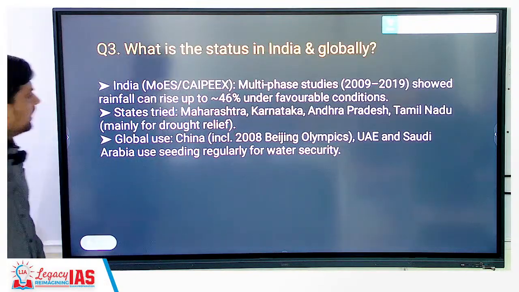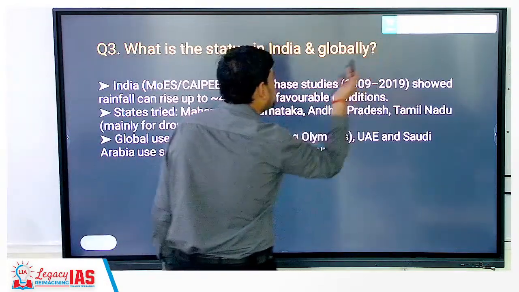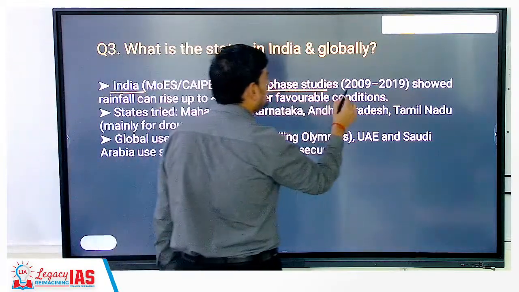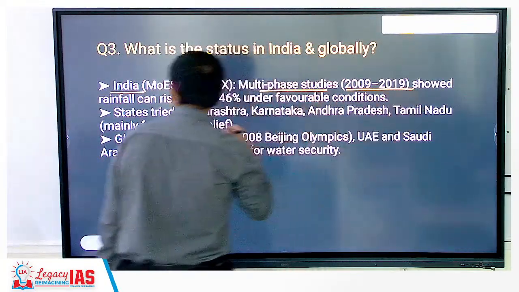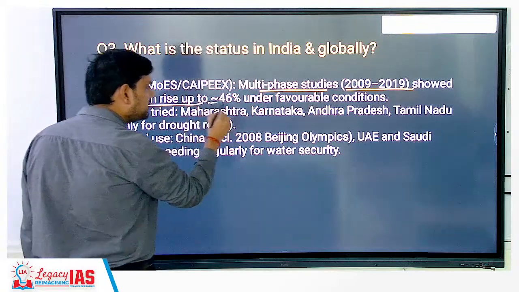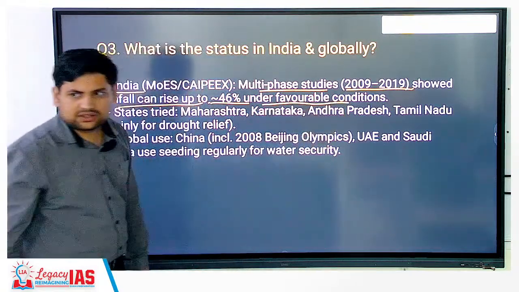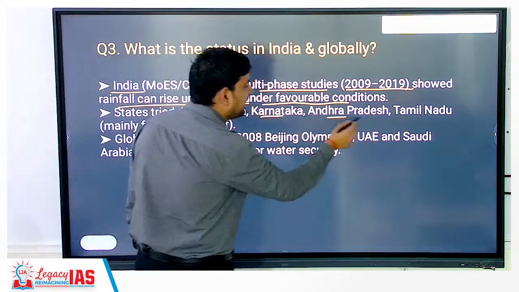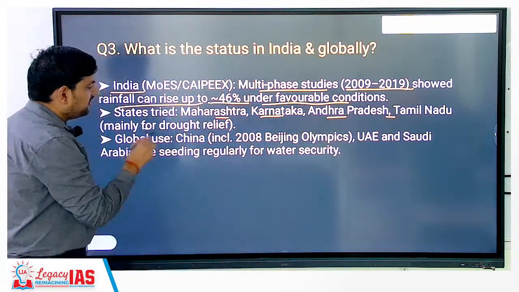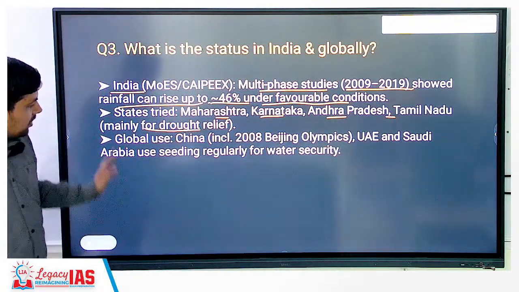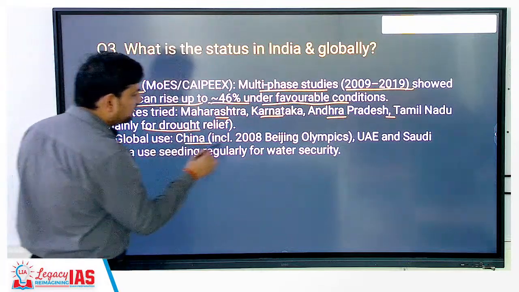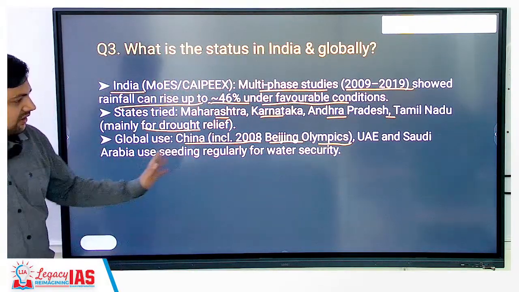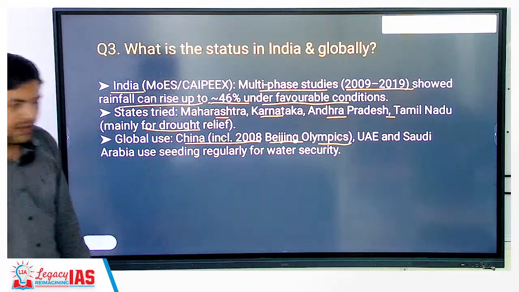Then, what is the status in India? They have done studies in India. They did multi-phase studies from 2009 to 2019 that showed rainfall can rise up to 46% under favorable conditions. Then states: Maharashtra has tried this, Karnataka, Andhra Pradesh, all these states have tried it for drought relief. Then global use: China, as I told you, in the 2008 Olympics; UAE and Saudi Arabia also use it for water security. Okay.